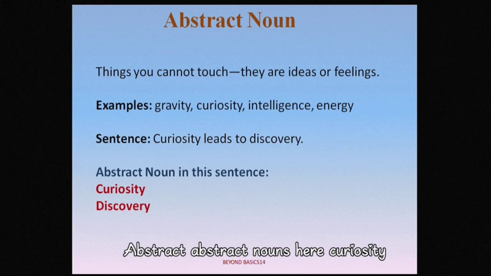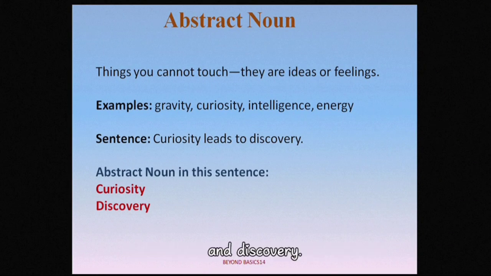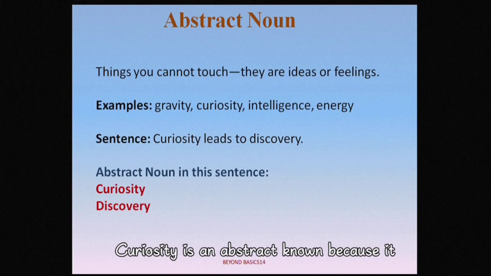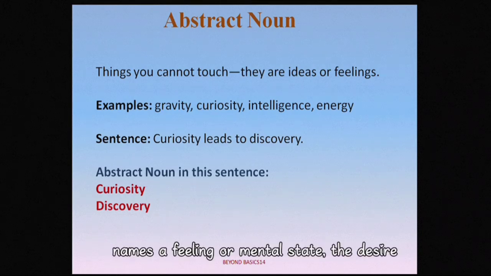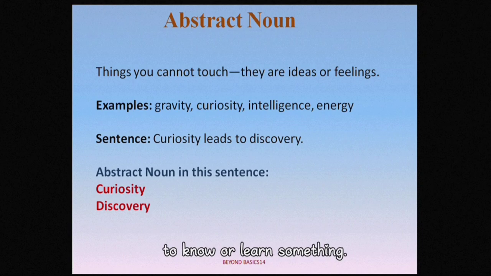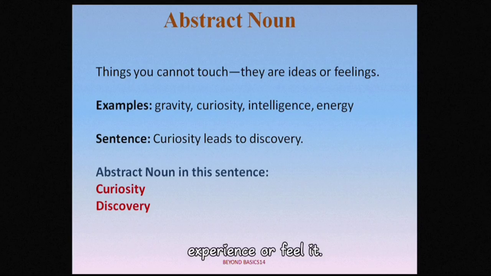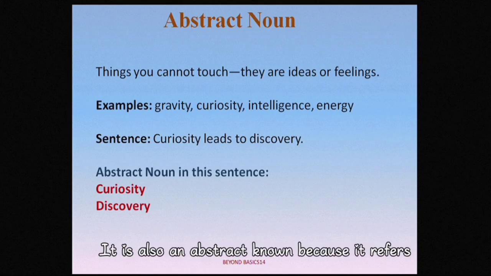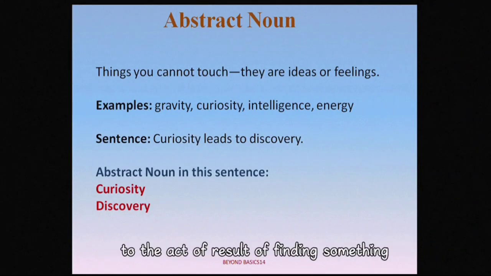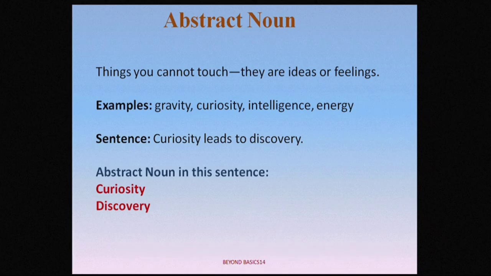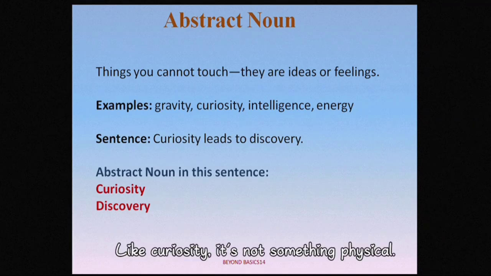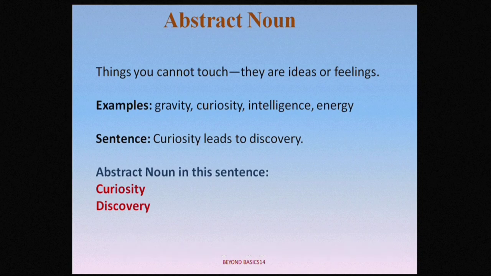Abstract nouns here: curiosity and discovery. Curiosity is an abstract noun because it names a feeling or mental state, the desire to know or learn something. You can't see or touch curiosity, but you can experience or feel it. Next is discovery. It is also an abstract noun because it refers to the act or result of finding something new. Like curiosity, it's not something physical. It's a concept or event.